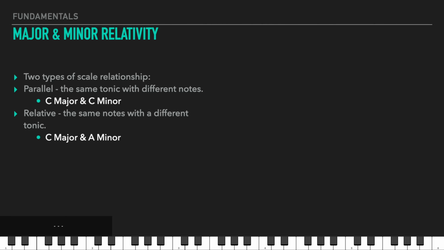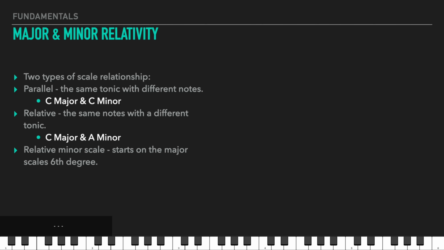So let's use C major and A minor as an example. We well know the notes of the C major scale by now, but let's do it again. We've got C, D, E, F, G, A, and B. Now if I play an A minor scale, check this out. A, B, C, D, E, F, G. It's just the notes of the C major scale, but starting on the note A. They contain the same notes with a different starting point, relative.